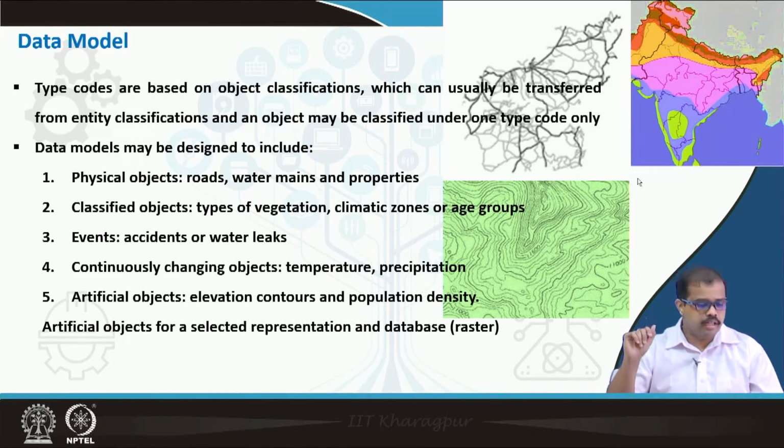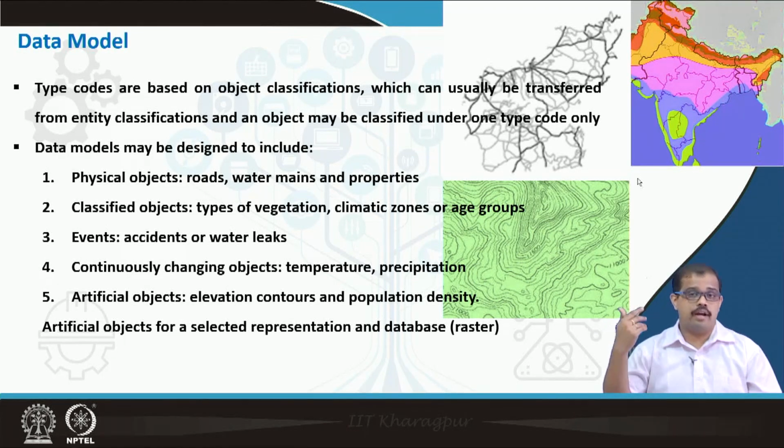classification or every entity. Data models may be designed to include a physical object. You can have physical objects, as I previously said, in the form of a geometry, so it is roads, water mains and their properties. Classified objects can be types of vegetation, climate zones, age groups. These are different types of classifications. Events, whether it is accidents or water leaks, for example. Then continuously changing objects, for example temperature, precipitation. If you have real time sensing, it can be easily fed into the database without much hassle in today's scenario. Then you have artificial objects like elevation, contours, population density.